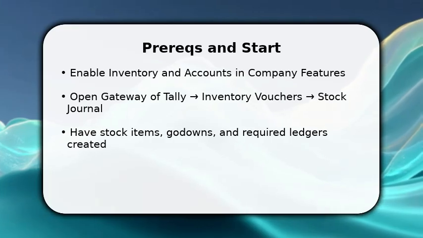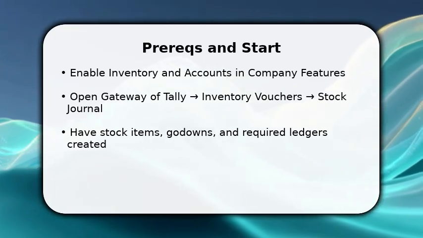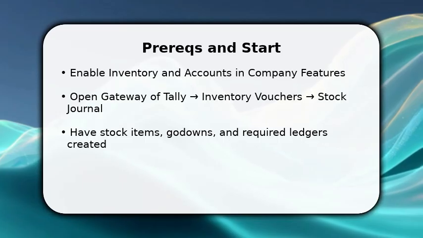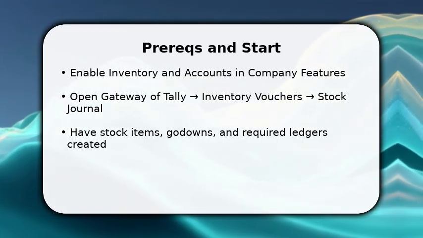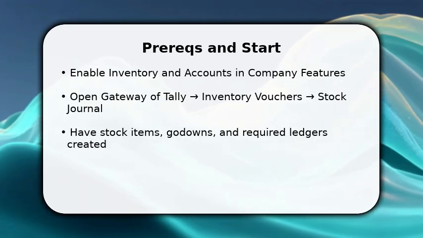Enjoy the video. You begin immediately by verifying inventory features are active. This ensures stock journals appear. Once done, open Gateway of Tally, choose Inventory Vouchers, then select Stock Journal.